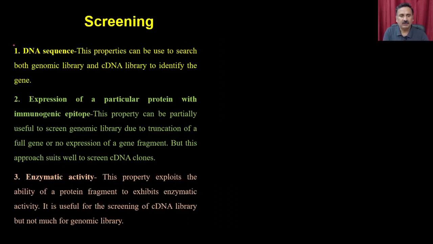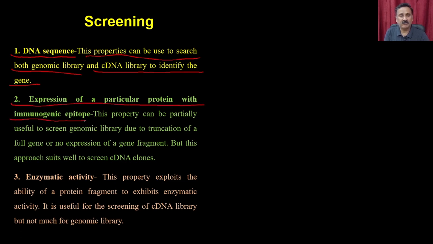So as I said, you have two, three choices. Either you can use the DNA sequence. This property can be used to search both the genomic library and the cDNA library to identify the gene or the clone of your interest. Then we have approach number two, the expression of a particular protein with an immunogenic epitope, right? This property can be only partially useful to screen a genomic library, due to the truncation of a full gene or no expression of a gene fragment, but this approach will suit the cDNA library.